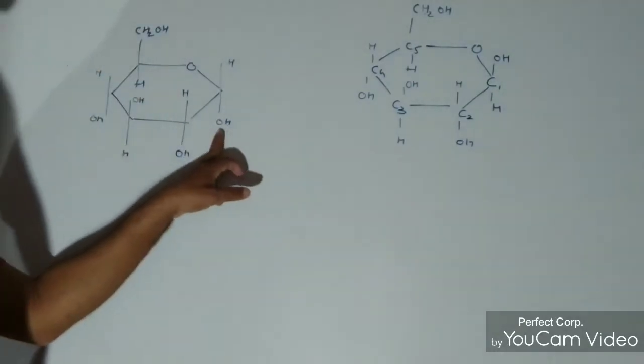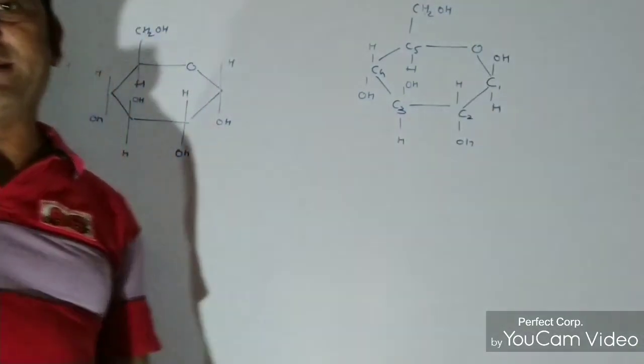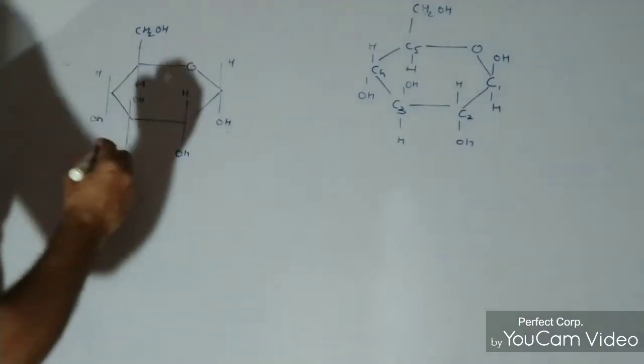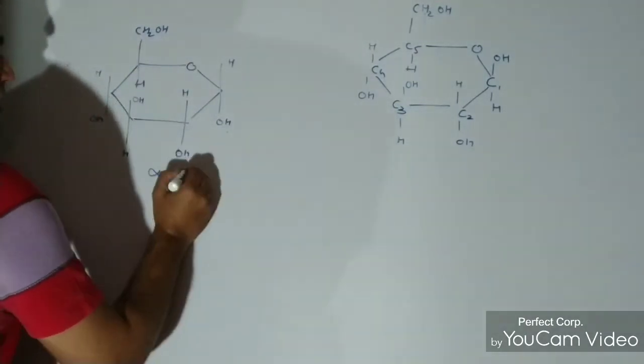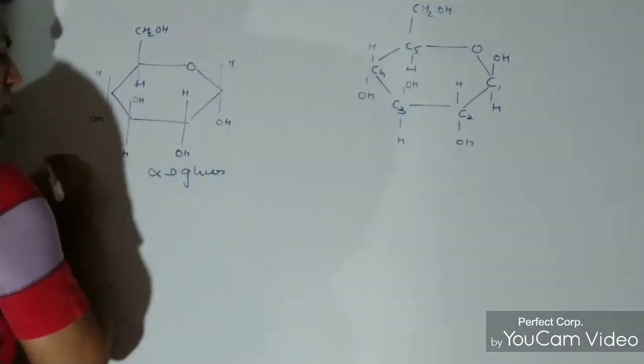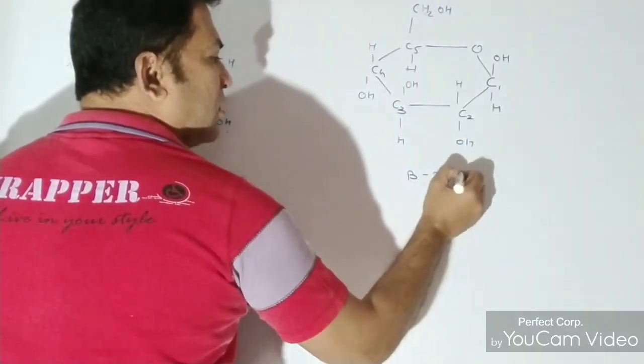Now here OH is down. The first carbon has OH down. Here the first carbon has OH up. So this is the isomerism. Actually, OH down is known as alpha glucose, and this is D glucose. So alpha D glucose. And here beta D glucose.